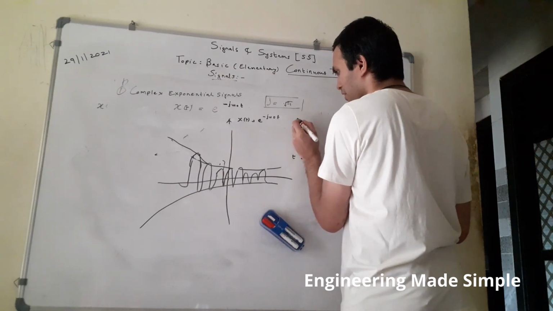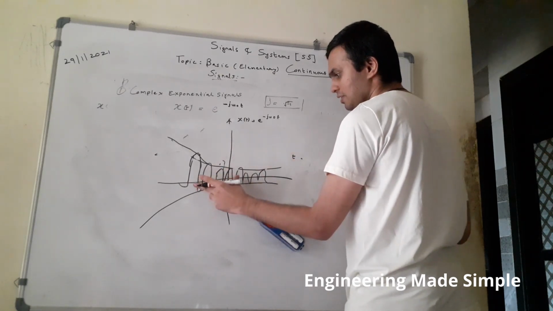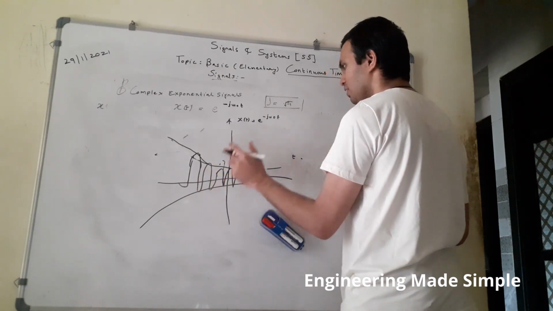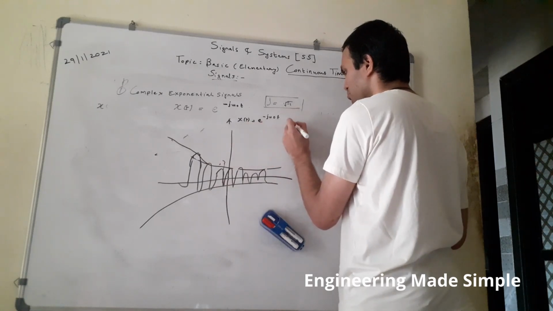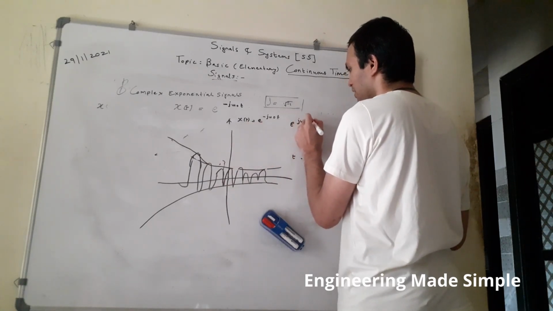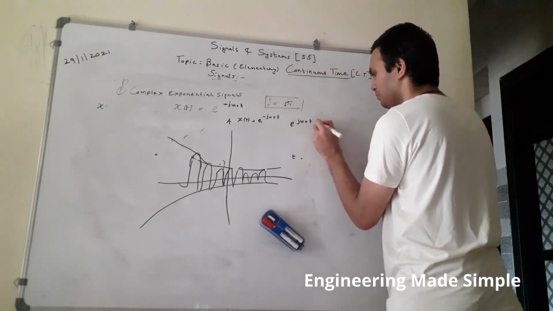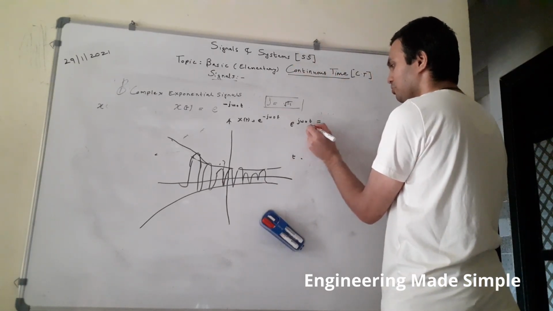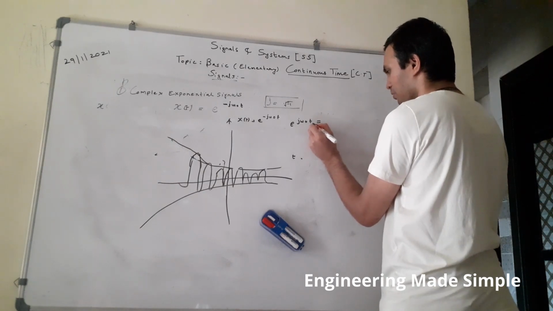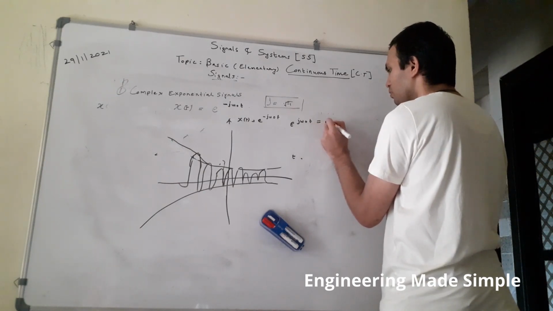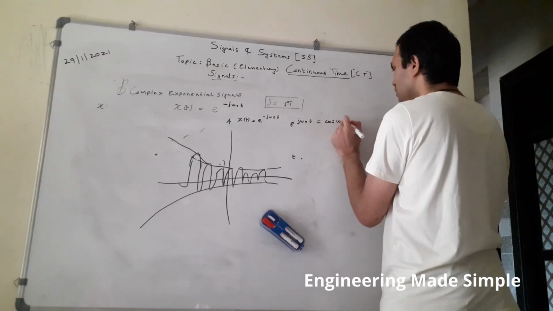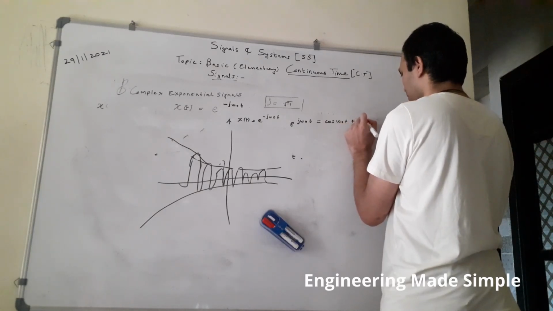And by Euler's relation, there is a sinusoid inside it. So when we say that it is e raised to minus j omega naught t or e raised to plus j omega naught t, by Euler's formula we have cos omega naught t plus j sin omega naught t.